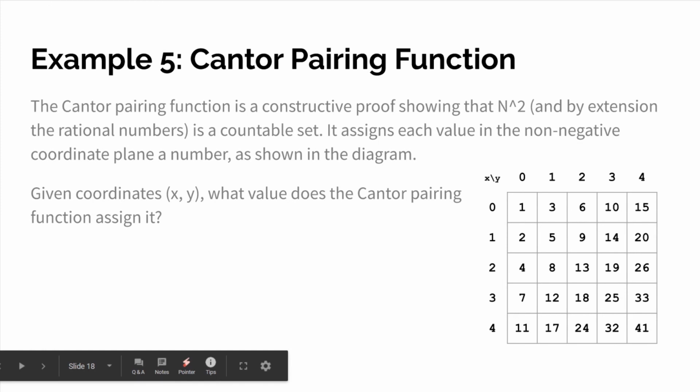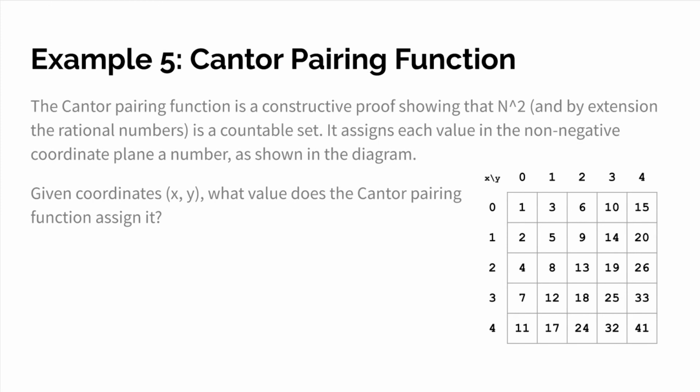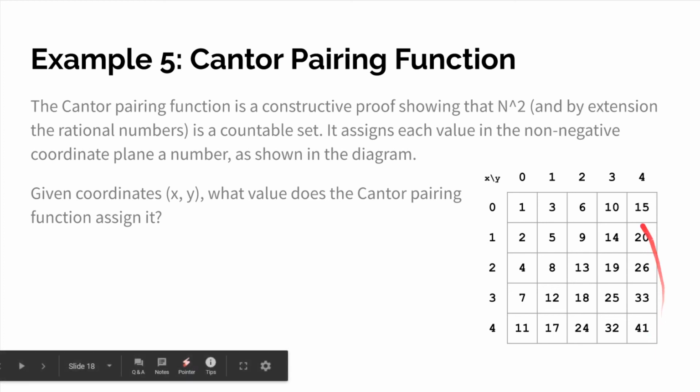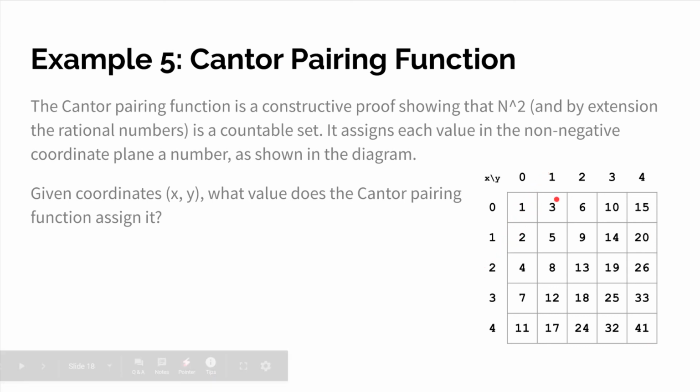Alright, so we're going to end the lesson with another interesting way of looking at matrix or 2D arrays. The Cantor pairing function is a constructive proof showing that the set of the natural numbers squared, and by extension the rational numbers, is a countable set. It assigns each value in the non-negative coordinate plane a number as shown in the diagram. So what it does is it goes along the diagonals, right? The first diagonal we just have 1, the second diagonal we go 2, 3, the next diagonal 4, 5, 6, diagonal 7, 8, 9, 10, and so on.